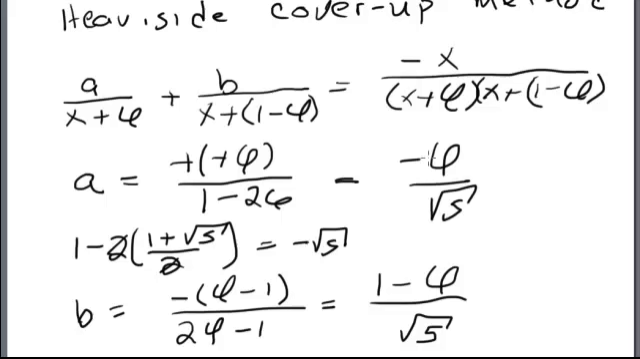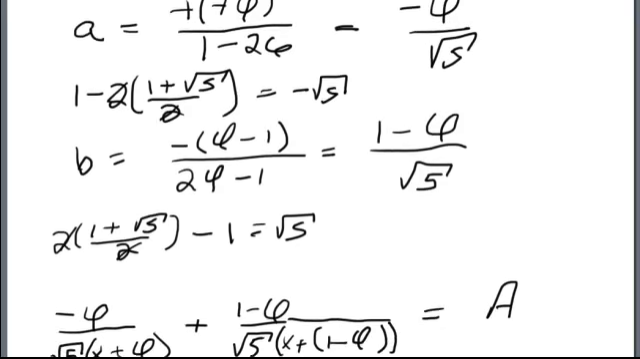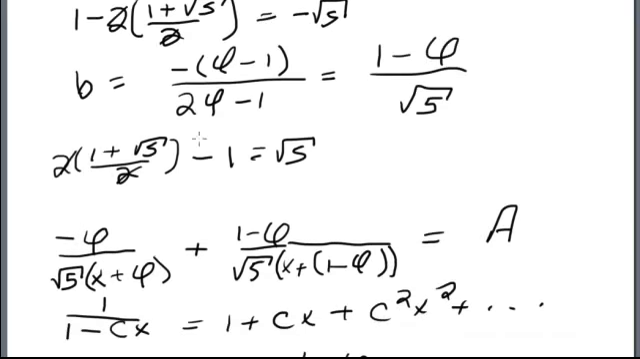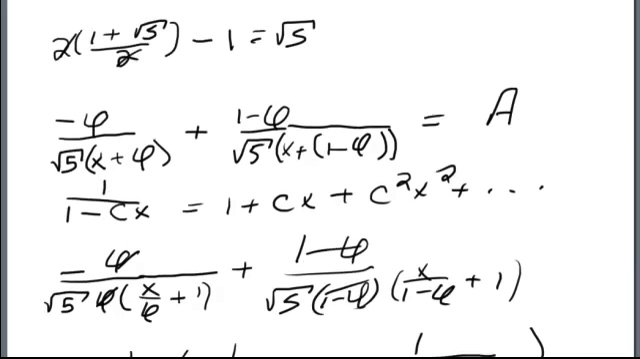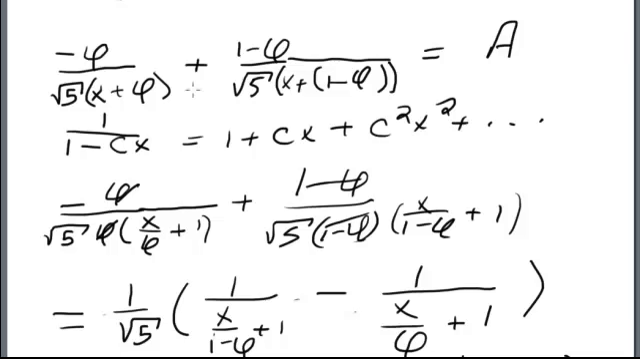So that gave us a is equal to negative phi over the square root of 5. And then we did the same process, and we figured out that b is equal to 1 minus phi over the square root of 5. And then we come back down here and we substituted that in, and that's what we got.